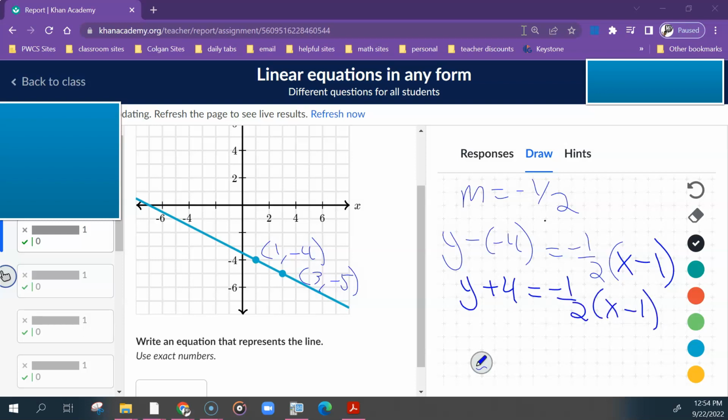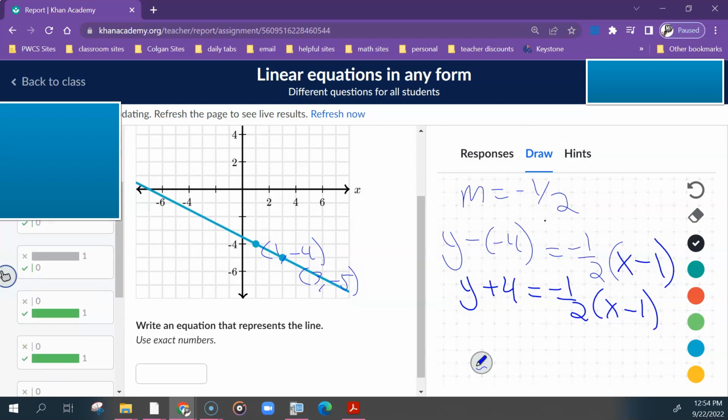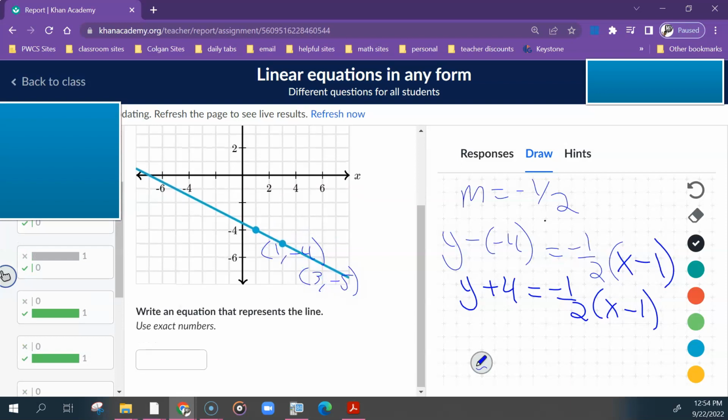So you would put this in as your answer, and that would be it. That's it? That's it. Yeah, these are actual questions. It does look undone, because we would keep going. But this doesn't want you to have fractions as your y-intercept, so it's making you stop there.